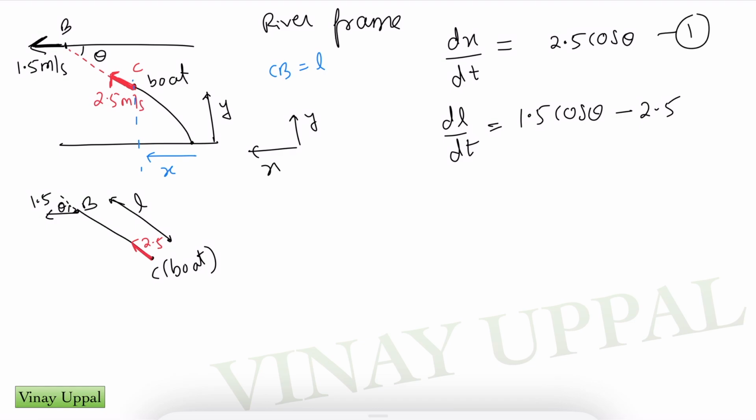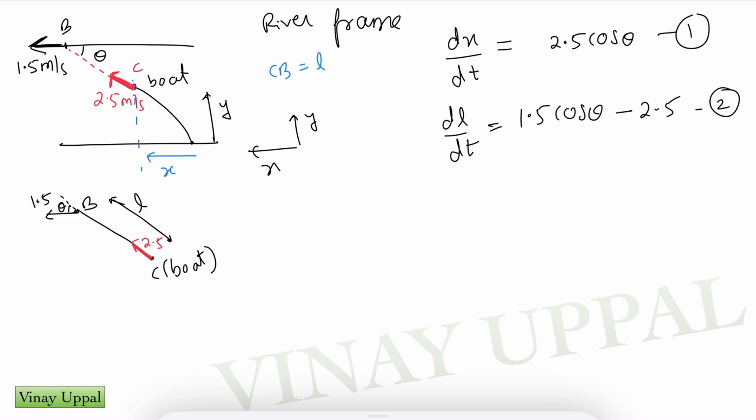Alright, so I have two equations, and like I said, I could have written dy by dt also, but you should be able to see that dy by dt will have a sine theta term. It will be the y component of the velocity of the boat. And that will not be very useful to us because cos theta is appearing in both the equations that we've written down here. What we are basically going to do is try and eliminate cos theta in order to calculate the time. So a sine theta term in the y coordinate will not be useful for us.